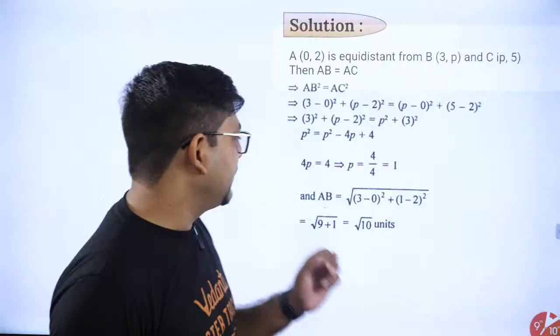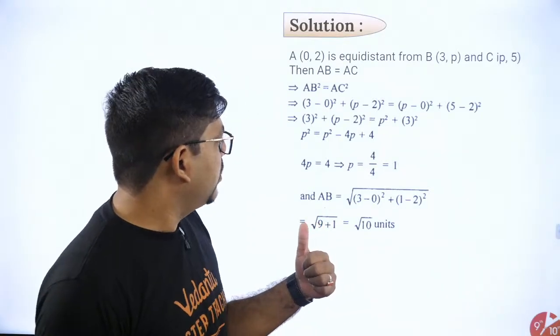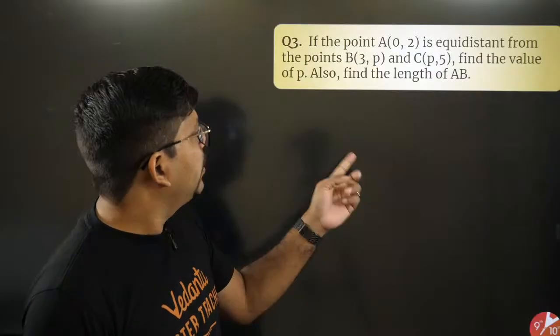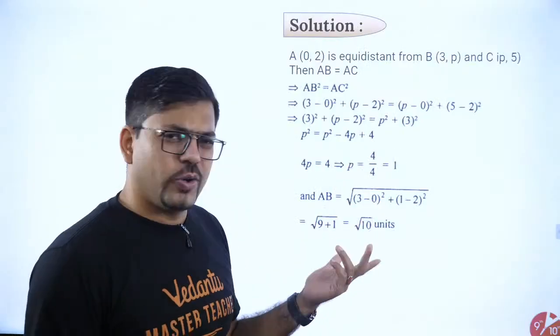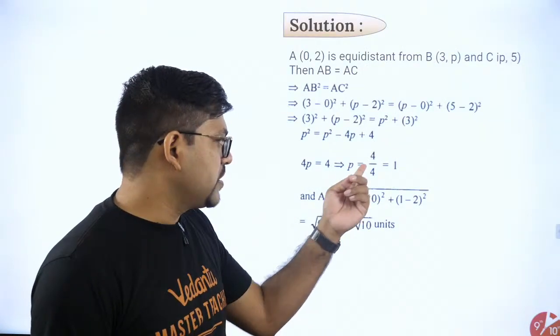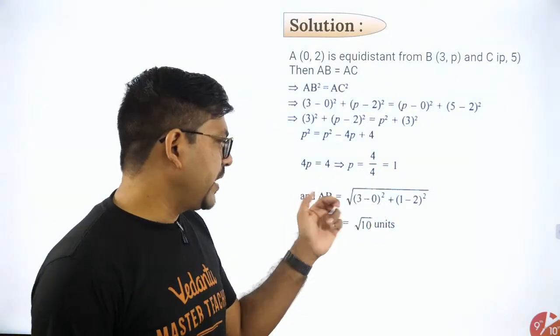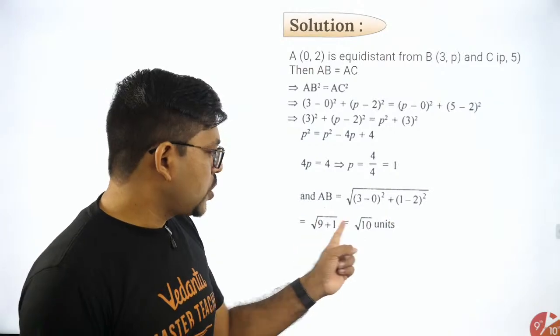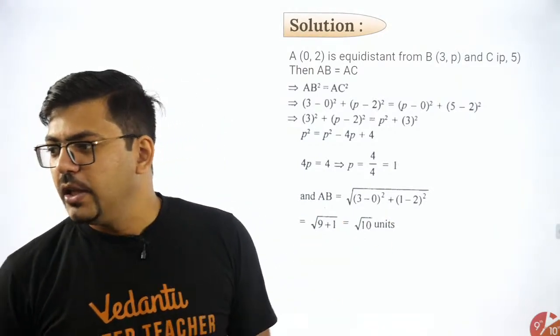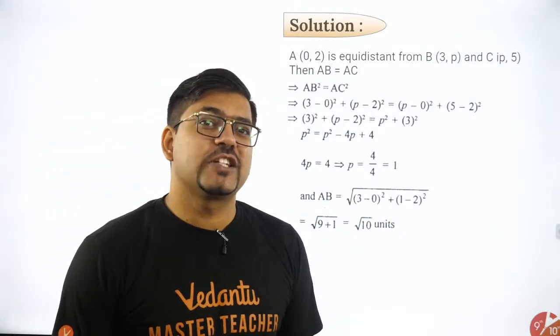Here we go. So answer is, wait a second. We had to find P. We got P. Find the length of AB. Sorry, we forgot to find that. So surely we can find the length of AB. Once we find P, then we can find AB. 3 minus 0, 3 square, and then P minus 2. So that was 1 minus 2. Solve it. This is root 10. Okay. Chalo. So if you all understood, let's move to the next question.